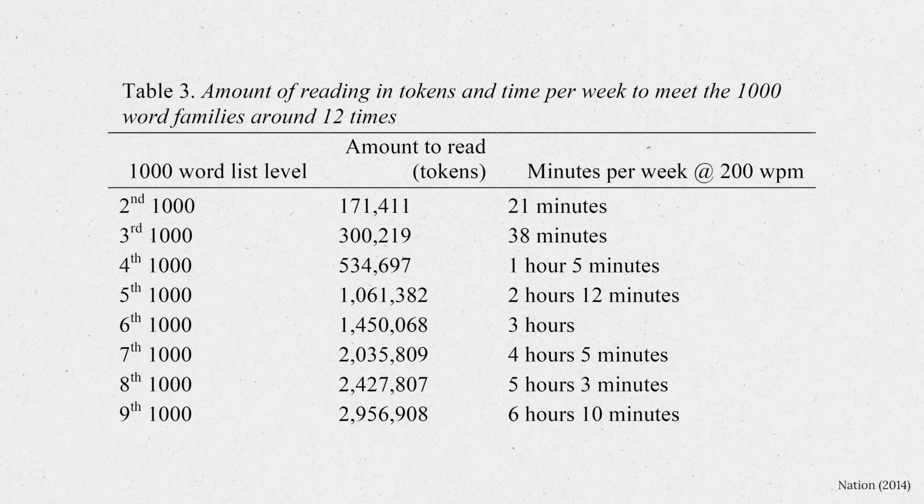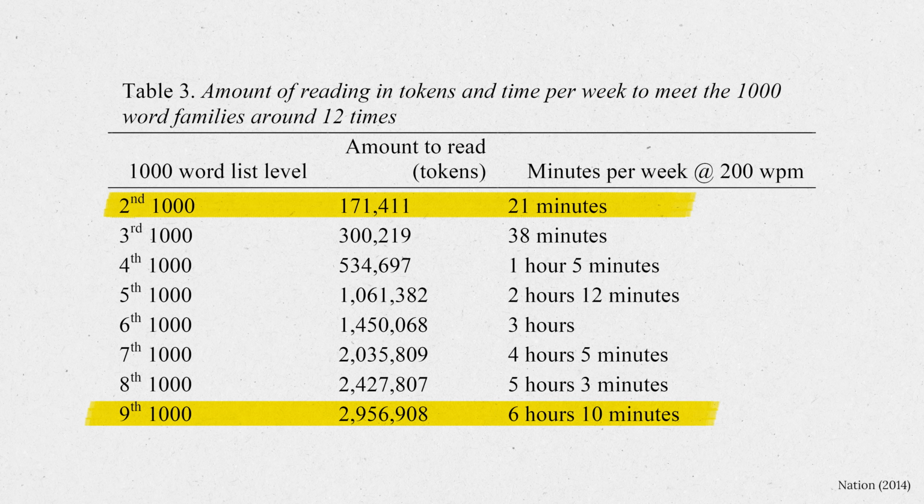This research estimates that to have enough repetitions to learn 1,000 words per year, you would need to read for just 21 minutes per week in the first year. But in the 9th year, you would need to read for more than 6 hours per week. In other words, to continue increasing your vocabulary in a linear way, you need to increase your effort exponentially.